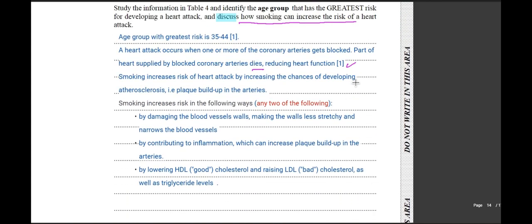Then we talk about the impact, right? How does it increase the risk of heart attack? So we give a little summary statement, right? It increases risk of heart attack by increasing the chances of developing atherosclerosis, that is plaque buildup in the arteries. And it increases risk in these other ways, right? So it can damage your blood vessel walls, make the walls less stretchy. It contributes to inflammation, increases plaque buildup, and lowering cholesterol, etc. That is also going to lead to plaque buildup.